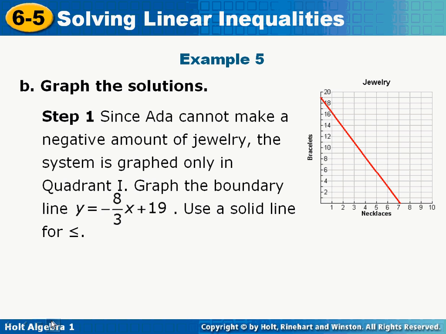Why is it going down? Because it's negative 8/3. What's the maximum number of bracelets you can make? 19, with no necklaces. Because what is this 19 called? Which intercept? The y-intercept. And that is the x-intercept.